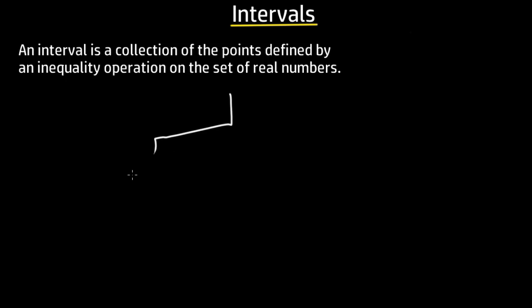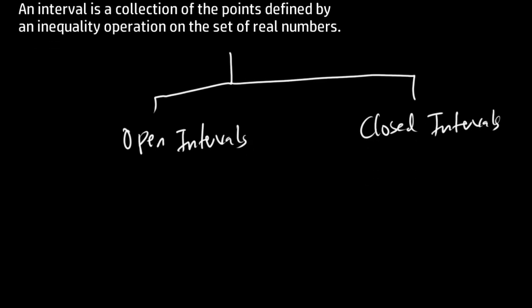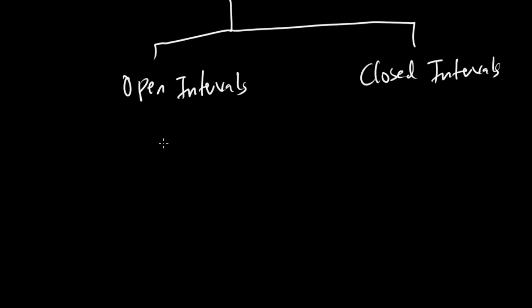You can have open intervals. We're going to be looking at examples of this, and we can also have closed intervals. So the difference between these two is quite clear. If you're looking at open intervals, the endpoints are always excluded.